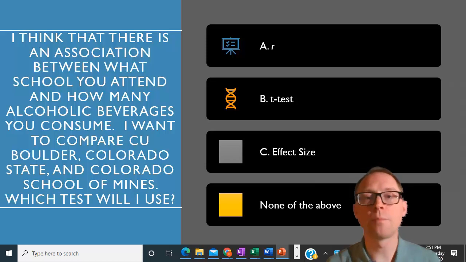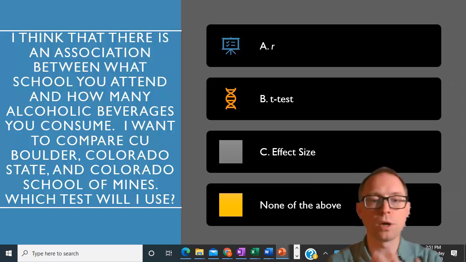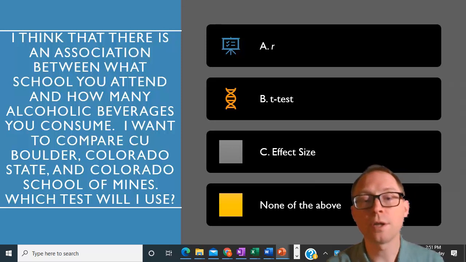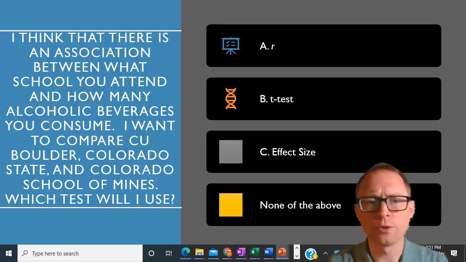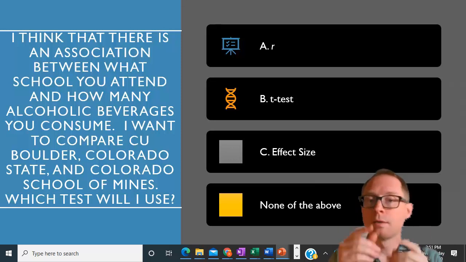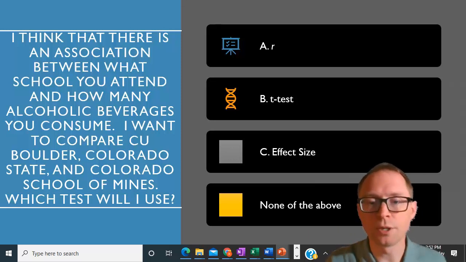Effect size is just how big the effect is of your school on how much drinking happens. So the answer here is none of the above. For those of you who remember stats, the real answer would be a one-way analysis of variance. But of these options, you can't do it. So it's none of the above.